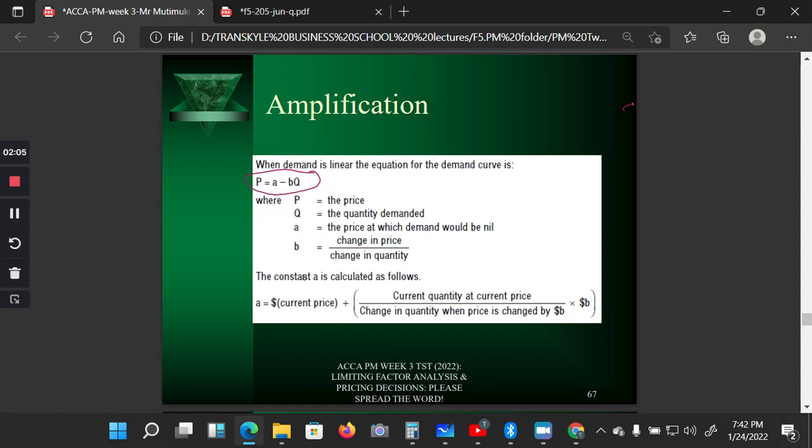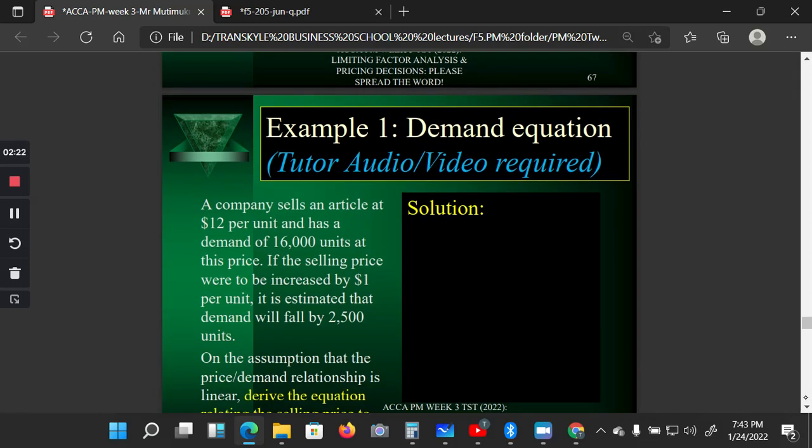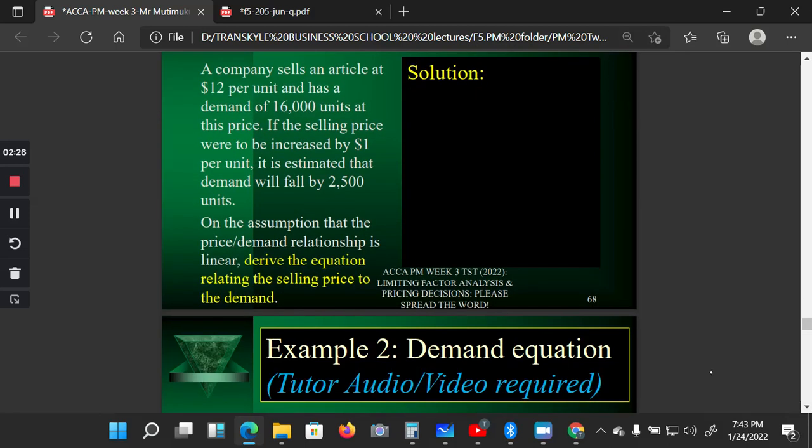Then the constant A is calculated as follows: A is the current price in dollars plus current quantity at current price divided by change in quantity when price is changed by B dollars, multiplied by B dollars. That's it. So let's go straight into our example. A company sells an article at $12 per unit and has demand of 16,000 units at this price. If the selling price were to be increased by a dollar per unit, it is estimated that demand will fall by 2,500 units. On the assumption that the price-demand relationship is linear, derive the equation relating the selling price to the demand.